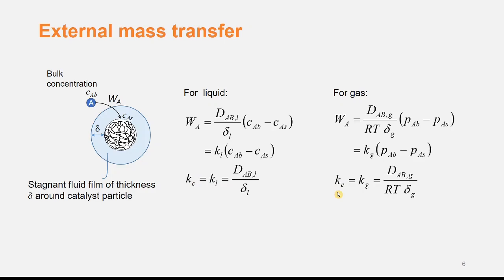So if we know the mass transfer coefficient Kc, we can relate the bulk and surface concentrations of the species in our system. That means we can calculate the rates of reaction in terms of the bulk concentrations, which are things we can measure. And that's what we need to do to design our reactors. We always have to use bulk concentrations.